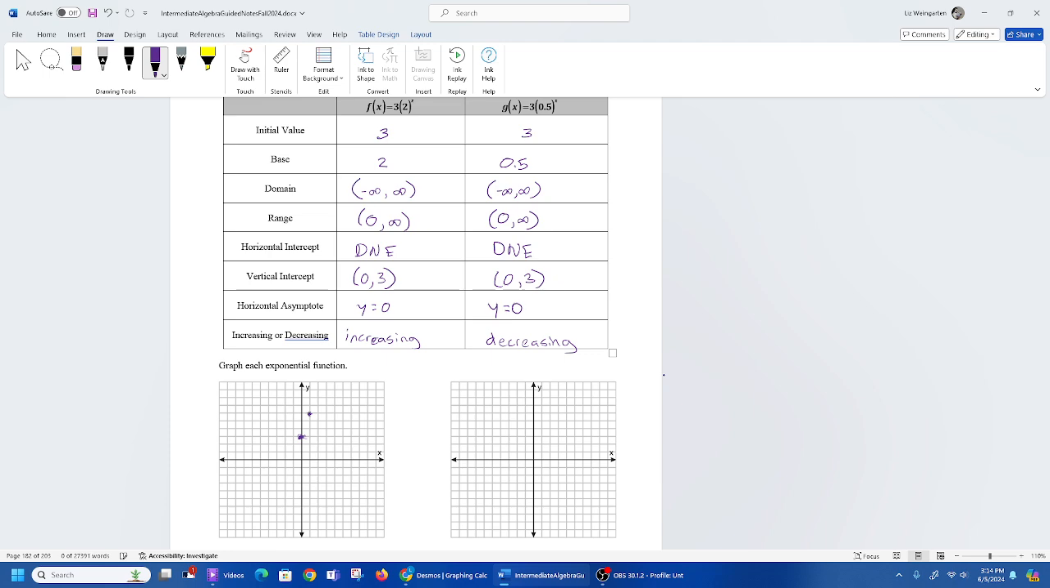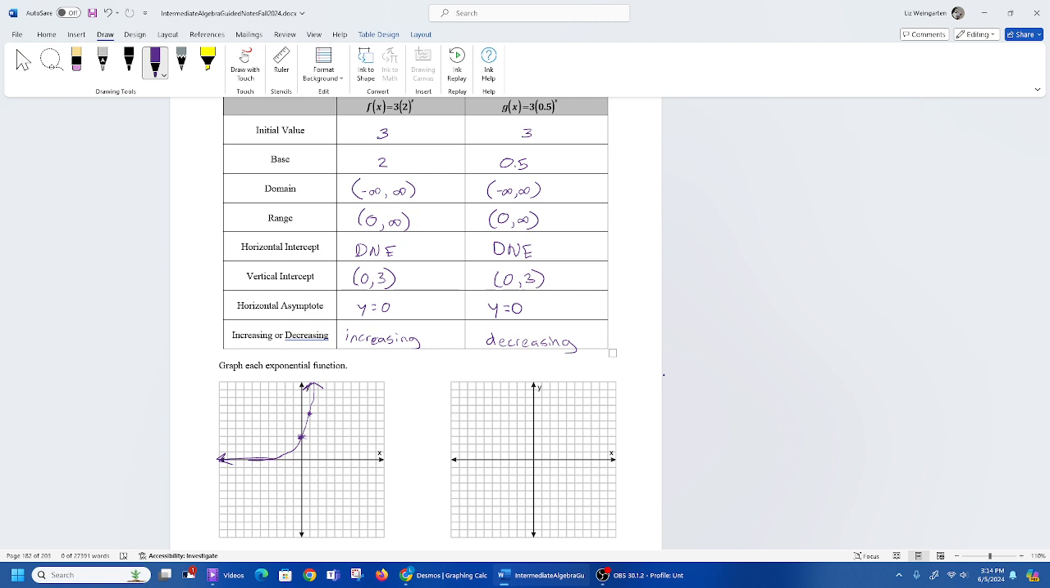Those are the only 2 points that you're going to need to put into your homework. Everything else will be done for you. It should look something similar to this. It's not going to cross the x-axis, but it's going to get really close to it.